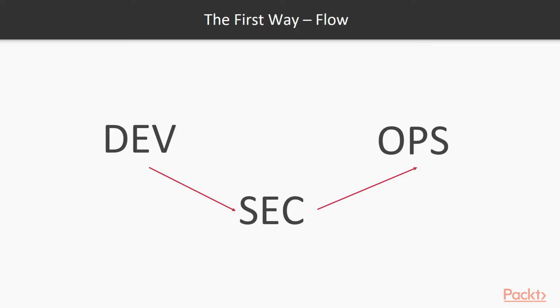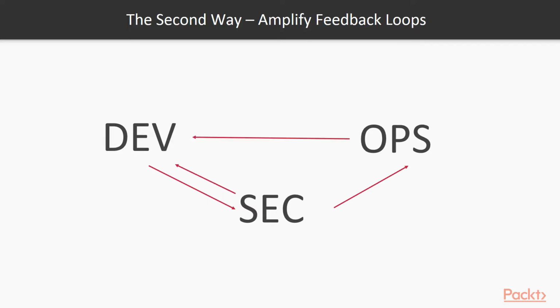The first way is about flow and understanding in the manufacturing sense. From the planning stage to the time I give it to my customer, security needs to be a fundamental part of the process. The second way is about amplifying feedback loops.